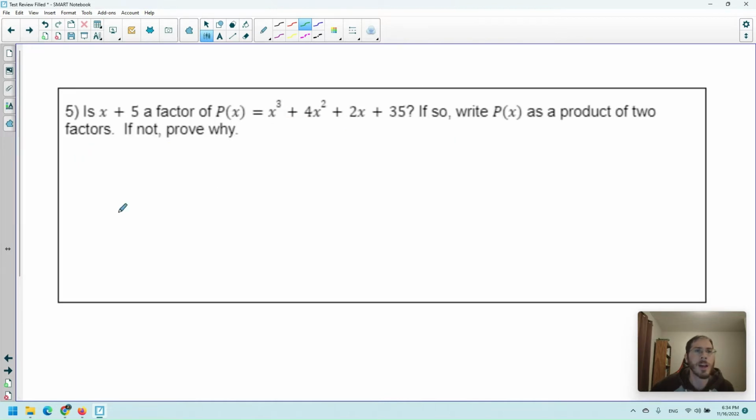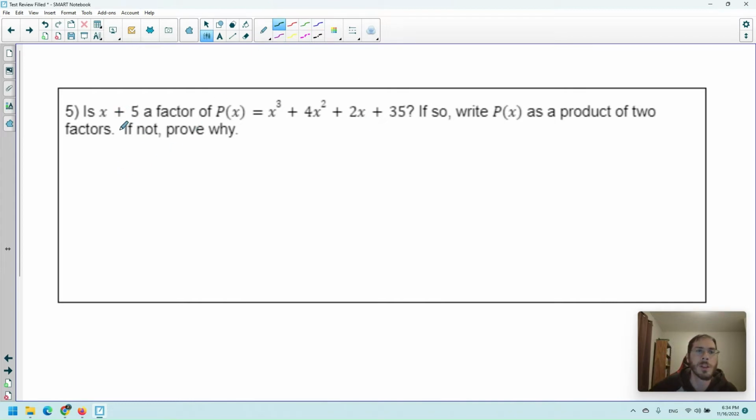All right. For number 5, is x plus 5 a factor of p of x equals x to the third plus 4x squared plus 2x plus 35? If so, write p of x as a product of 2 factors. If not, prove why. All right, so we got a couple options that we could do with this one.